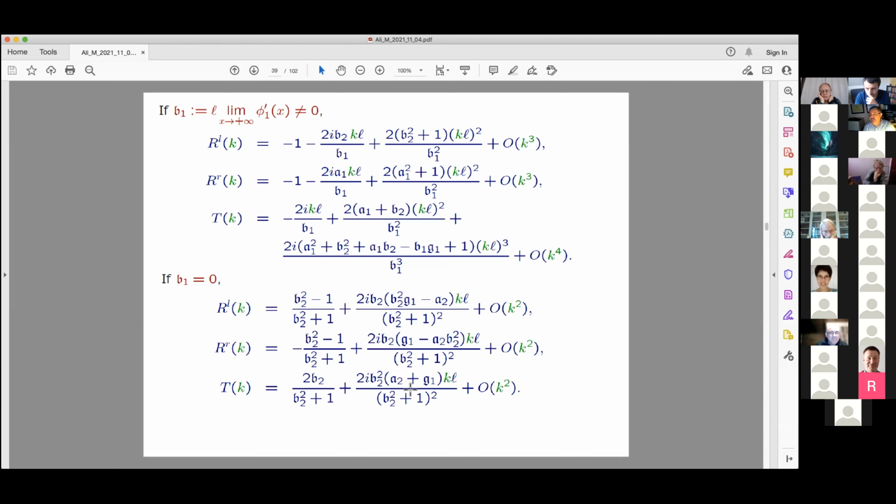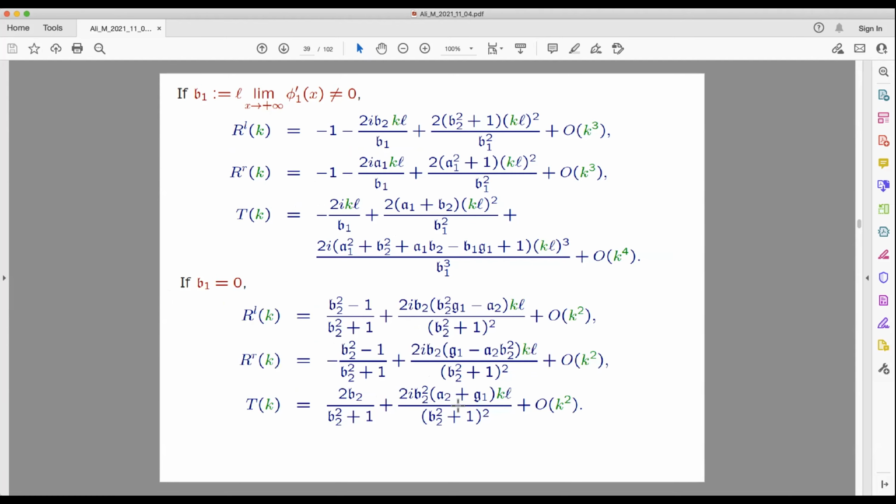And as you see, if you tune the parameters of the potential so that you go through B1 equal to 0, the reflection amplitude and the transmission amplitude jump from -1 to something which can be anything, depending on the value of B2. This is known as a zero energy resonance, which can be easily seen from these formulas.